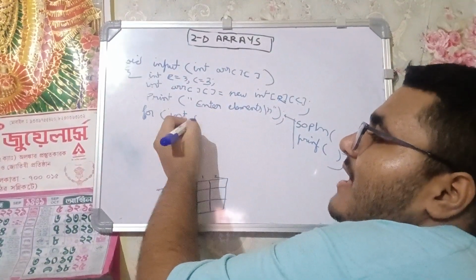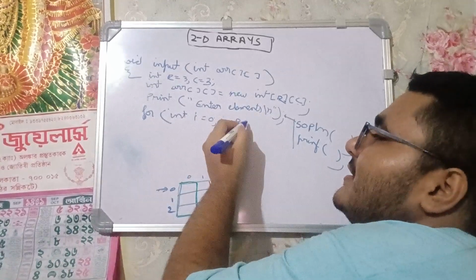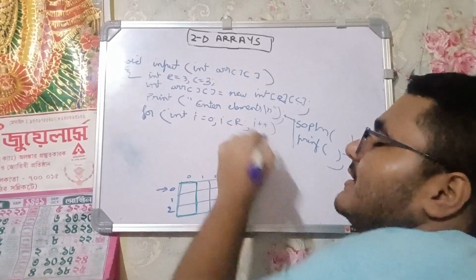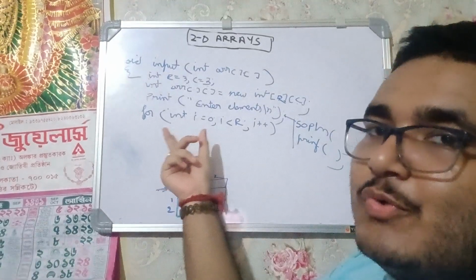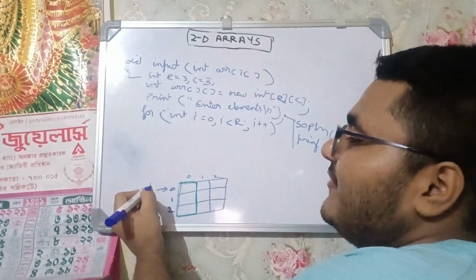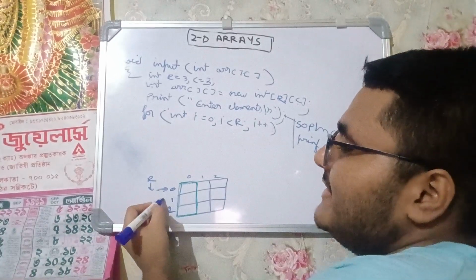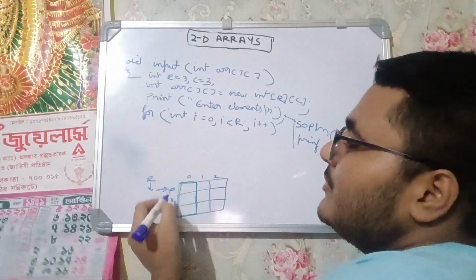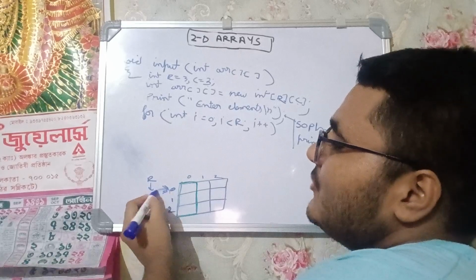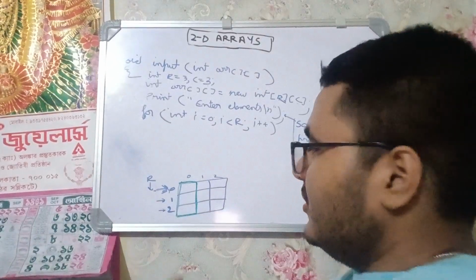int i = 0; i < r; i++. This loop will be traveling this array. I mean, it will be traveling all the rows one by one. Yes, so this i loop will be hitting the rows one by one. First 0, then 1, then 2.